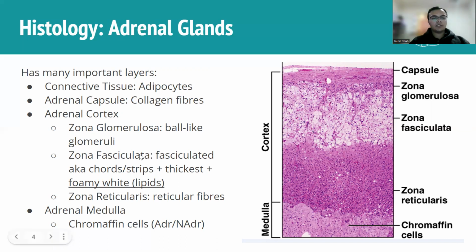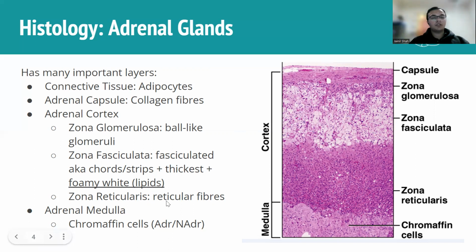And then you have the zona fasciculata, and that's composed of fasciculated structure. So what does that mean? Well, that means sort of cords and strips, which you can kind of see in the way that the cells are arranged in that layer. Probably the most important thing you have to know, though, about that layer is that it's the thickest layer, and it's composed of these foamy white cells. So you can see very clearly that there's a foamy white layer separating the top and the bottom. And the reason it's foamy white is that it contains lipids, specifically steroids, because it's going to be releasing glucocorticoids into the circulation. And I'll talk about what each of these layers does in a second as well.